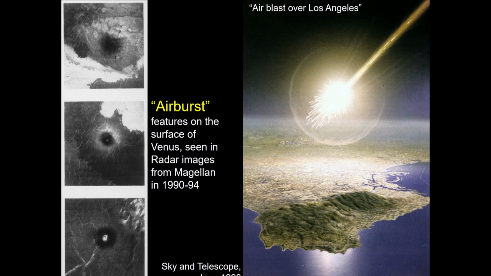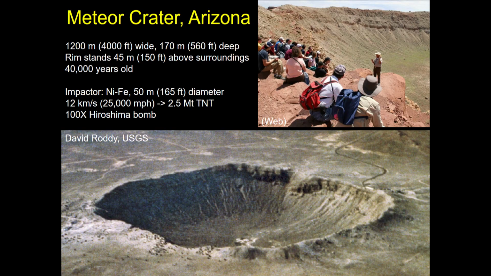On the left are views from Venus. These are radar images, but they show the effects of this shock wave in an atmosphere. The object has been disrupted by entering the atmosphere, but the blast reaches the surface. And what we don't want to happen is one of those occurrences over a city. On the right is an artist's view of what if one of these air blasts happened right over a major city like Los Angeles. That is a concern that even without creating a hole in the ground, we need to be worried about these objects.